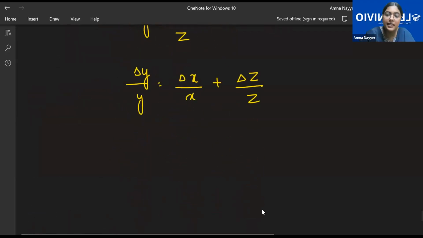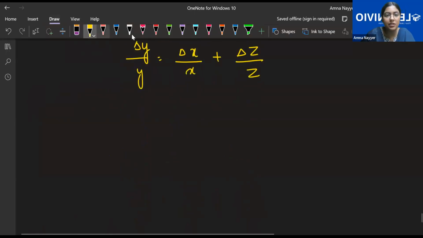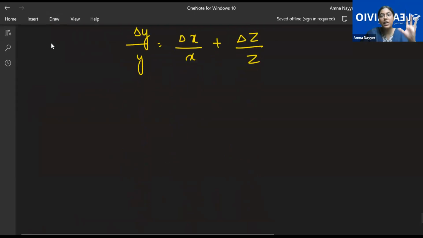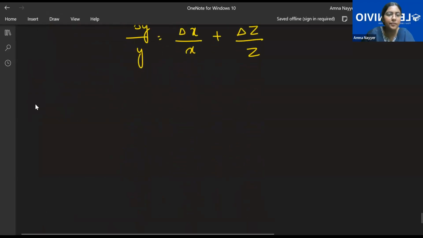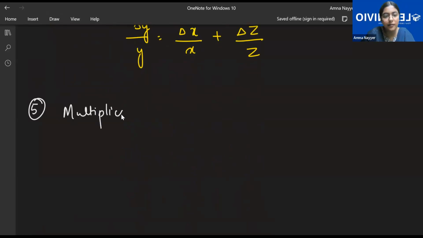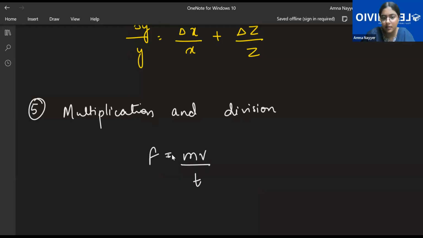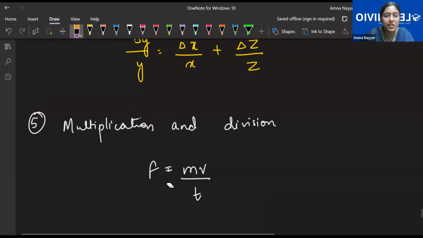Now, if I combine multiplication and division, because you won't just have multiplication separately or division separately, this is the fifth one. If it is multiplication and division, you have so many formulas where you have all the things together. If we studied, let's say, force is mass into velocity divided by time, momentum divided by time, the rate of change of momentum. We did it in the laws of motion chapter.